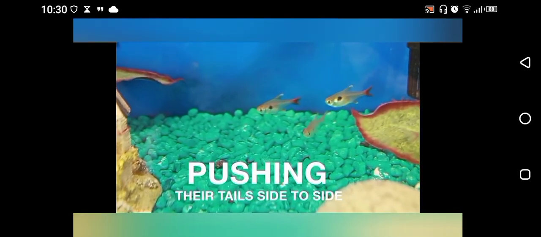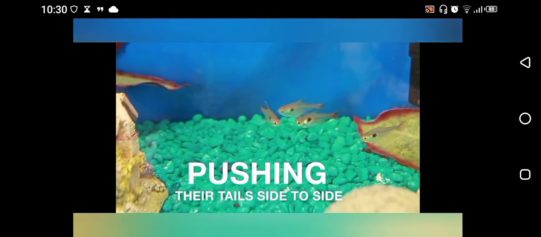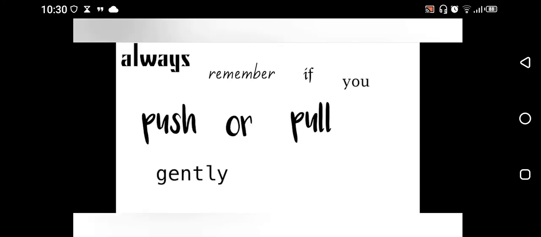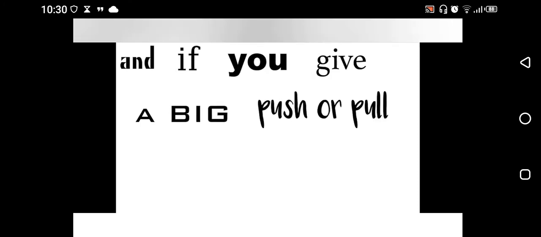I wonder if there are any forces I can use to open and close this window. A pull open and a push shut. Can you see the fish swimming? They are pushing their tails side to side to swim around. Push your tail, fishy, push your tail. Always remember, if you push or pull gently, a little force will be created. And if you give a big push or pull, a larger force is created.